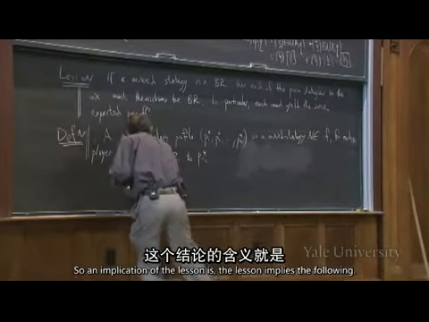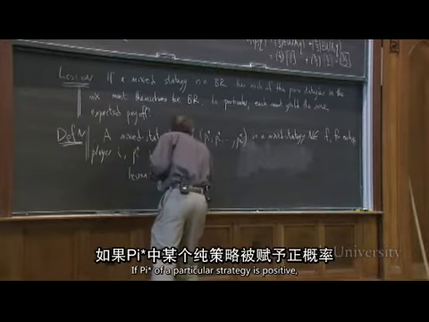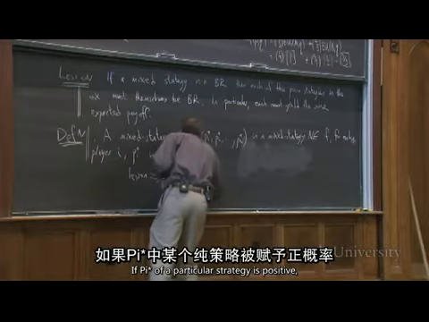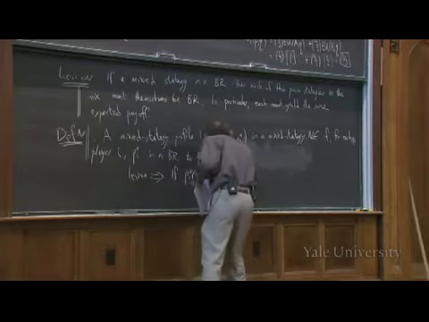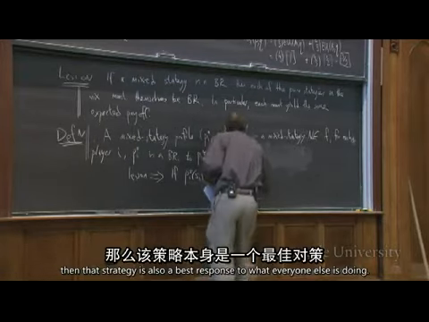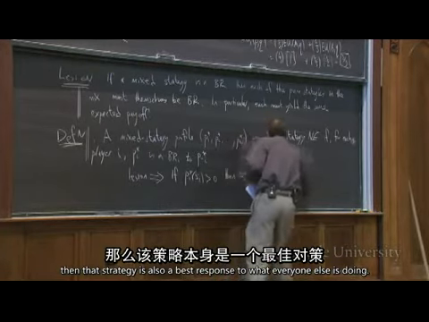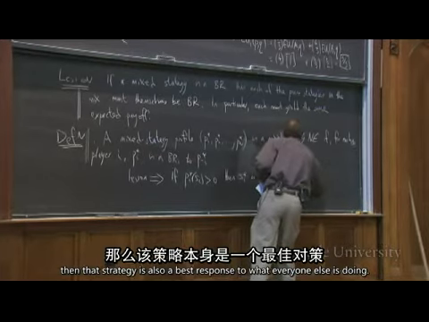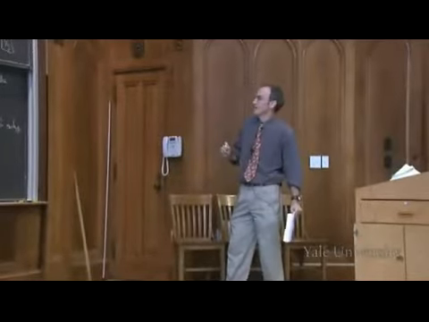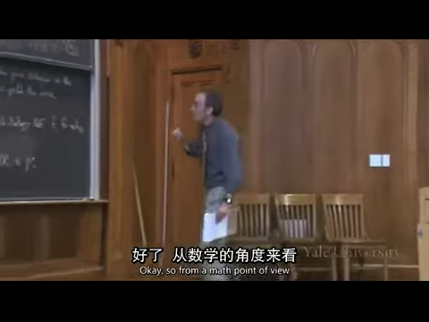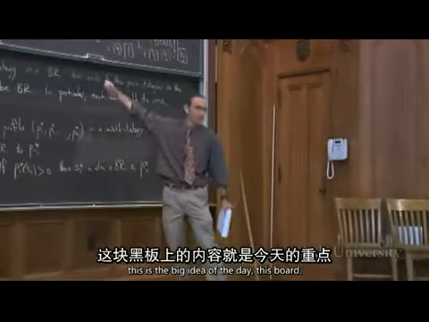So an implication of the lesson is the following. If Pi star of a particular strategy is positive, in other words, I'm using this strategy in my mix, then that strategy is also a best response to what everyone else is doing. So from a math point of view, this is the big idea of the day, this board.